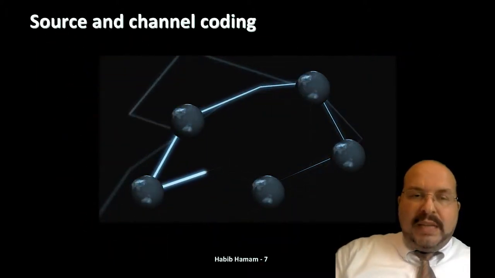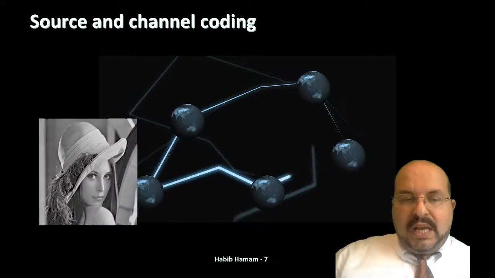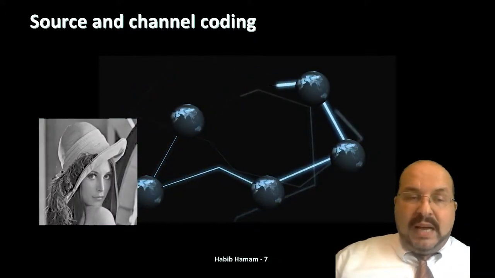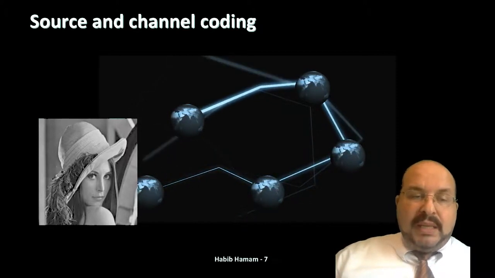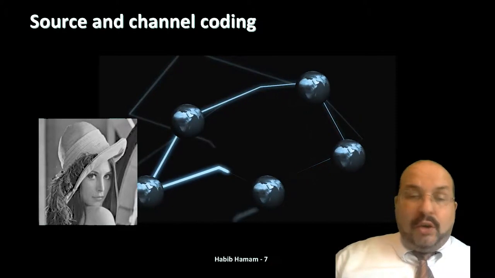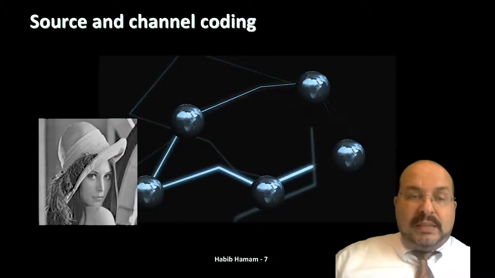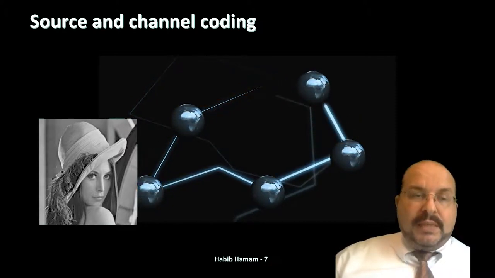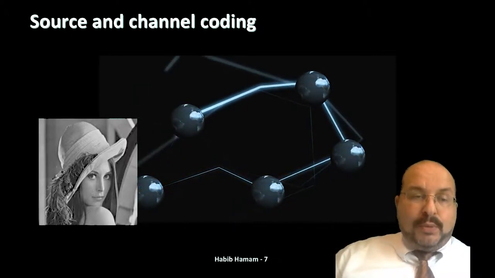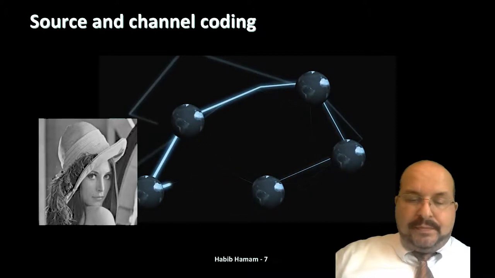Source code and channel code. I would like to send this image. Before that, I may do something. I may compress this image. Why should I send a lot of information? Let me compress it first. Or I can do some encryption to protect my image.